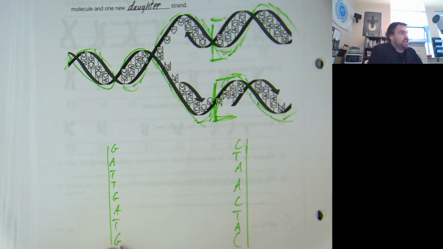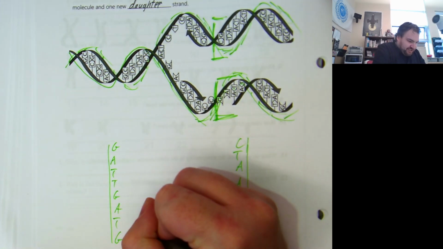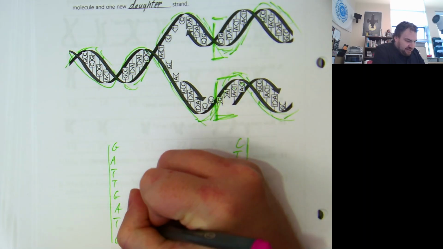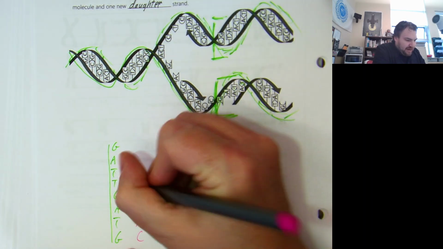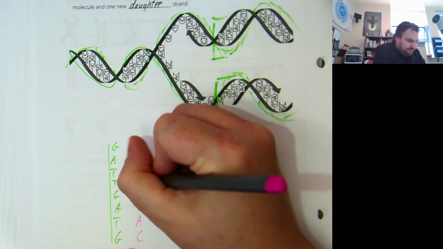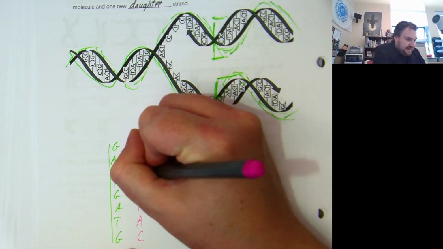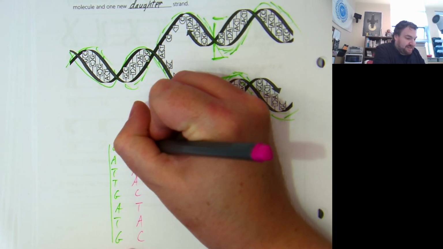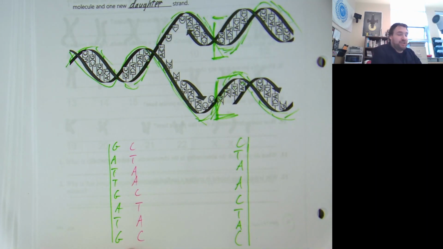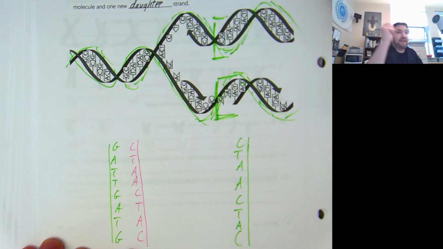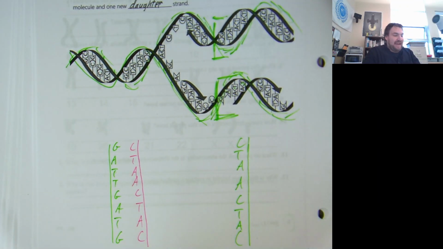So what's going to go with G? Well, C is going to go with G, and A is going to go with T, T is going to go with A, C is going to go with G, A is going to go with T, A is going to go with T, T is going to go with A, and C is going to go with G. And each one of those pieces comes with a corresponding backbone piece. And now on this side, you've got a complete DNA.